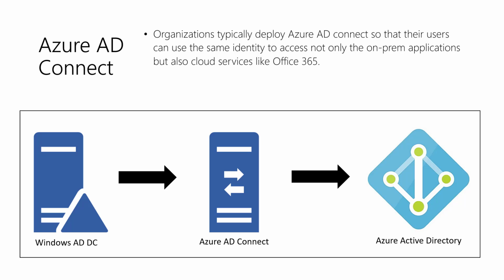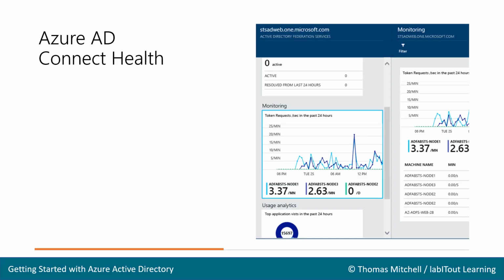Organizations typically deploy Azure AD Connect so that their users can use the same identity to access not only the on-prem applications, but also cloud services like Office 365. This makes users more productive. And I should mention that Azure AD Connect is free and it's included in all Azure subscriptions. So now that we've covered Azure AD Connect and you know what it is and what it offers, let's take a quick look at Azure AD Connect Health.